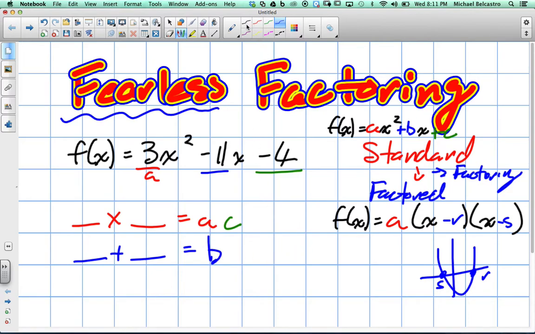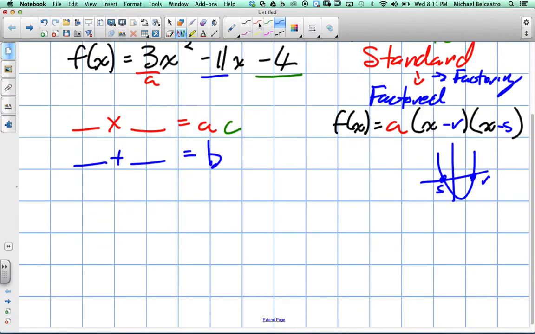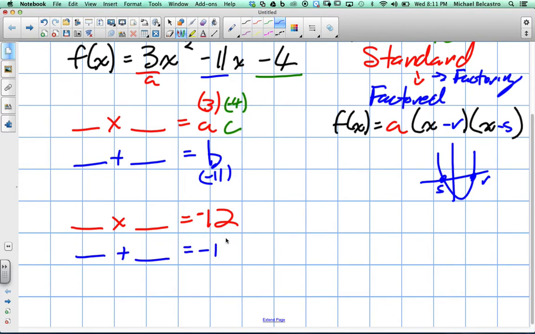In this case, our a and our c are 3 and negative 4, and our b is negative 11. You can just pick them right out of the equation. So let's go through some trial and error here. Two numbers that multiply to 3 times 4 is 12. And actually, sorry, that's negative 4, so that makes this negative 12. That distinction is going to be pretty important for what we're doing here. And those same two numbers need to add up to negative 11.